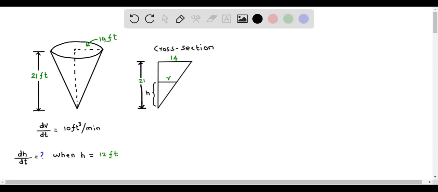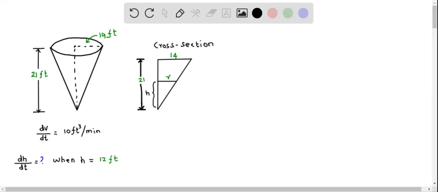Okay, so in this question, we are given that water flows into the conical tank at the rate of 10 feet cube per minute, and the radius at the top of the cone is 14 feet, and the height of the conical tank is 21 feet. And we have to determine the rate at which the depth of the water is changing when the height is 12 feet. So let's see how to determine this rate of change of height. So this basically represents the rate of change of depth of the water.